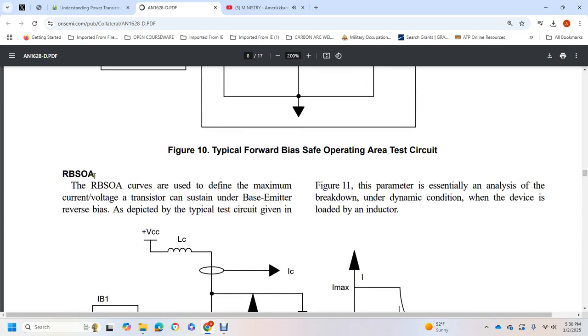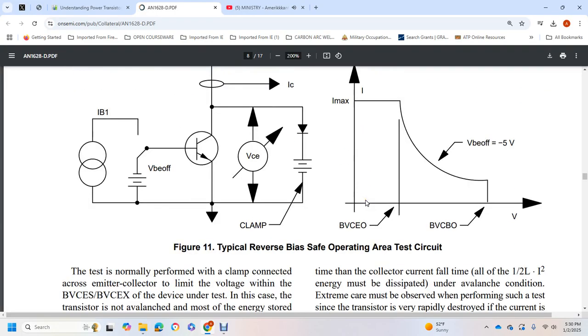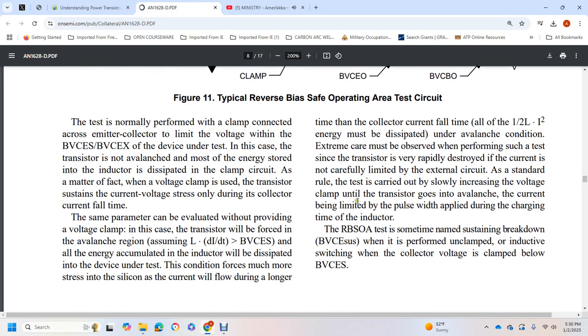The reverse bias safe operating area curve defines the maximum current and voltage a transistor can sustain with base-emitter reverse bias, as depicted in the typical test given in figure 11. The parameter is essential for analyzing breakdown under the dynamic condition of a device loaded by an inductor. The test is normally performed with a clamp connected across it. The emitter-collector voltage is limited by BVCES and BVCEX.